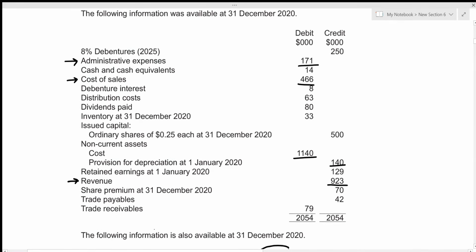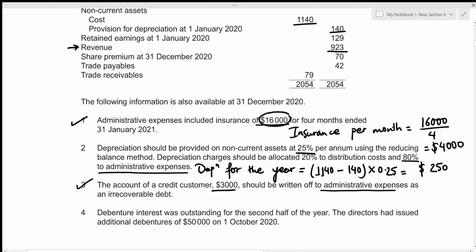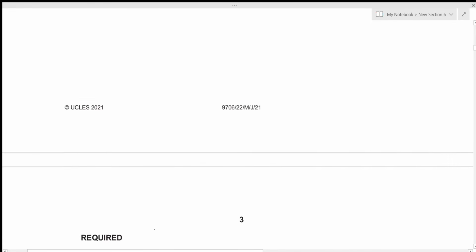The first one is the amount given in the information as 171,000. Second one is that we should exclude the 4,000 relating to the first month of the year 2021. Then we have to allocate the depreciation in the administrative expenses, but only 80%. And another one is a bad debt. So let's just calculate the total amount first.